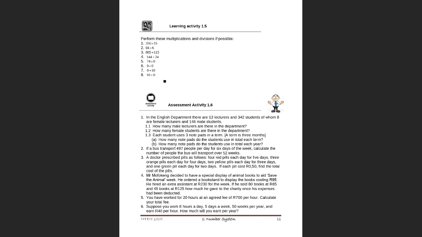Good. Now, the next one says: suppose you work 8 hours a day, 5 days a week, and 50 weeks per year, and earn 40 rand per hour. How much will you earn in a year? How will you do that calculation?